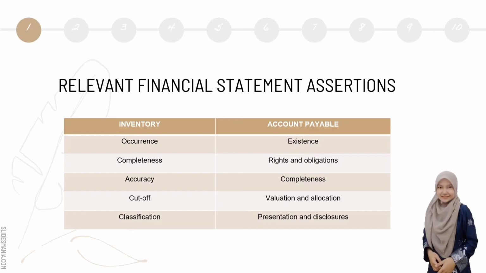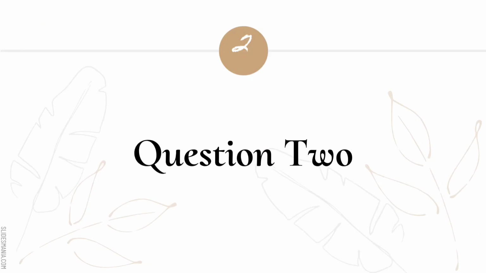Inventory consists of 5 assertions, which are occurrence, completeness, accuracy, cut-off, and classification. While account payable also consists of 5 assertions, which are existence, rights and obligations, completeness, valuation and allocation, and presentation and disclosures. Question 2. Audit objective related to assertions.